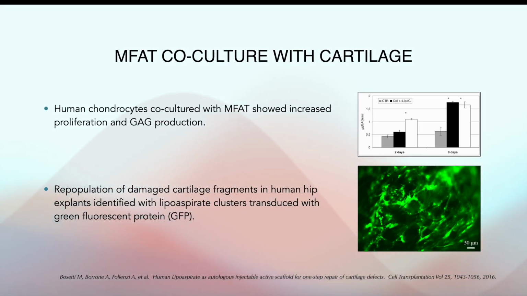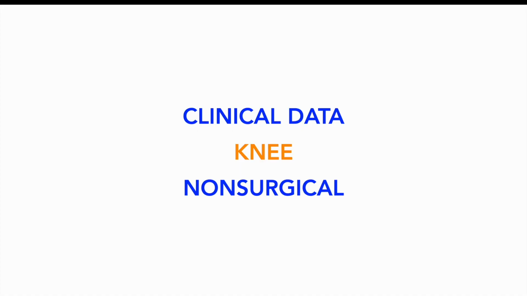In studies where they co-cultured microfragmented adipose tissue with pathologic cartilage, it was shown that there was an increase in the production of glycosaminoglycan, as well as proliferation of the chondrocytes. And in this study where explanted hips from patients who had undergone hip replacement, it showed that there was a repopulation of the areas that had damaged cartilage, whereas the healthy cartilage was left undisturbed. Now let's take a look at some of the human clinical data.